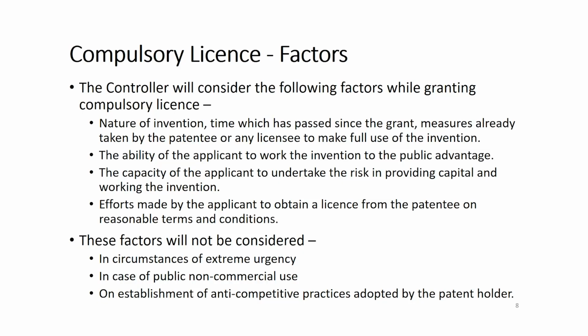So, nature of invention, time elapsed since the grant, measures already taken by the patentee. 5 years have gone, manufacturing has not started. Why? Because probably the patent holder is establishing the manufacturing unit. So, therefore, what measures have been taken by the patent holder? All these factors are relevant.